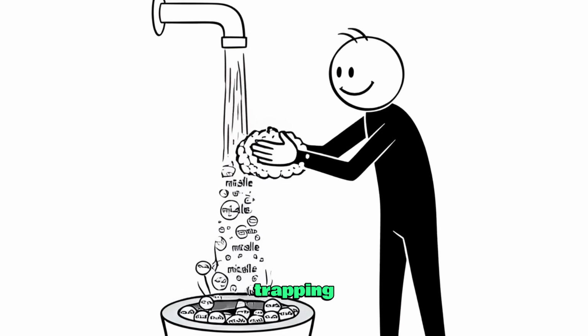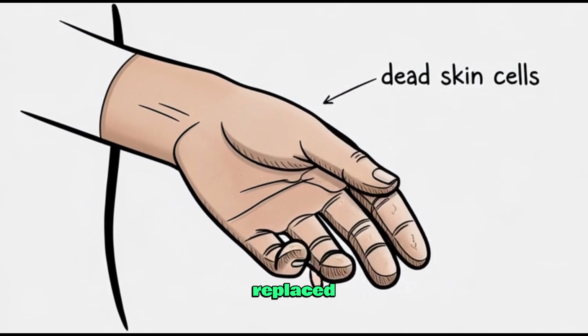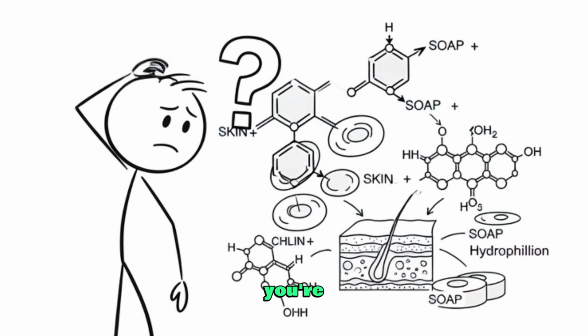But wait, if soap is so aggressive with fatty membranes, why doesn't it destroy your skin cells too? Great question. Your skin cells do have membranes, and soap can interact with them, but your skin has multiple layers of dead cells on the surface that act as a protective barrier. These dead cells are constantly being replaced, so even if soap disrupts some of them, it's not a big deal. Plus, you're only washing for 20 seconds, not long enough to cause serious damage to living cells underneath.